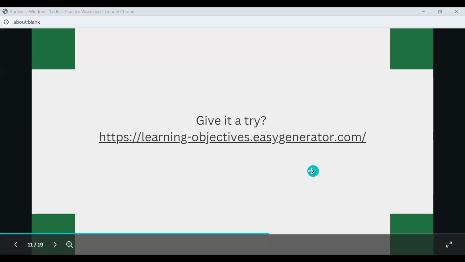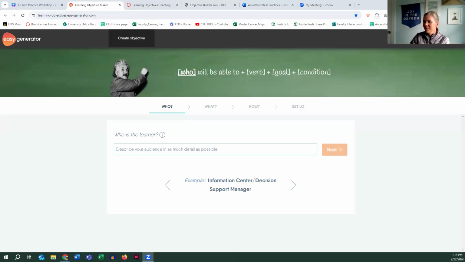And go to, can you all see the learning objectives easy generator here? Not yet. Yep, we can see your slide, but we can't see the website. Now we can. Okay, great. I apologize. I'm still having these issues where when I share my screen, sometimes my Zoom crashes and they can't seem to figure out why that is, but it's a persistent problem. So I apologize for that.